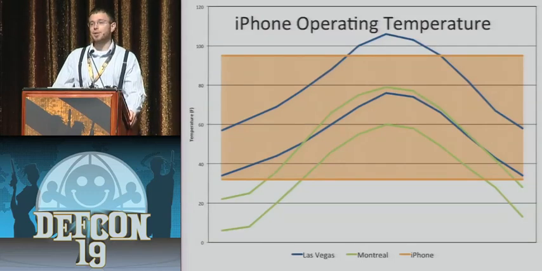Right now, since it's August, we are at the top of that blue curve. If you notice, it's well above the maximum iPhone operating temperature of 95 degrees. If you've used your iPhone outside today, congratulations, you've been violating its operating requirements.